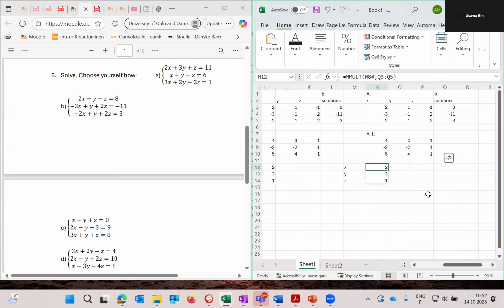Okay, so it's this M mult. So it's matrix multiplication, and then you just mark this one, and then you mark the solutions. So let's go again with this. Here you can see.